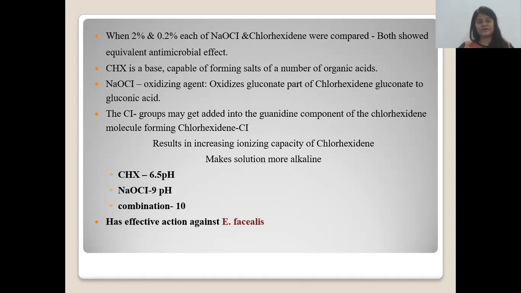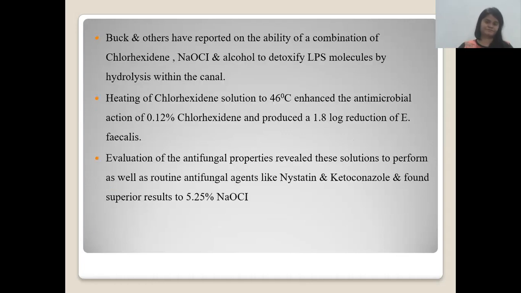The chlorhexidine has a pH of 6.5 whereas sodium hypochlorite has a higher pH, and the combination provides a pH of 10 and is effective. This combination of sodium hypochlorite and chlorhexidine is considered to be good against E. faecalis, which is the most important culprit for reinfections in root canal treated cases, retreatment cases, or failure of root canal cases. Buck and others have reported on the ability of the combination of chlorhexidine, sodium hypochlorite and alcohol to detoxify the LPS molecules, lipopolysaccharide molecules, by hydrolysis within the canal.